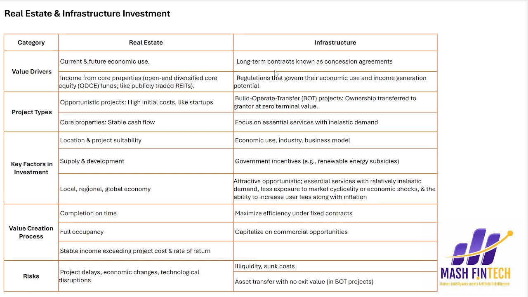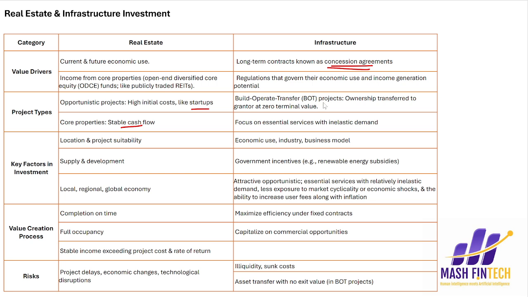For infrastructure, these are long-term contracts, and the long-term contracts are known as concession agreements, regulations that govern their economic use and income generation potential. Project types, real estate, they can be opportunistic. These ones run down and high. They require high initial costs, like your startups. And the core properties, they give stable cash flows.